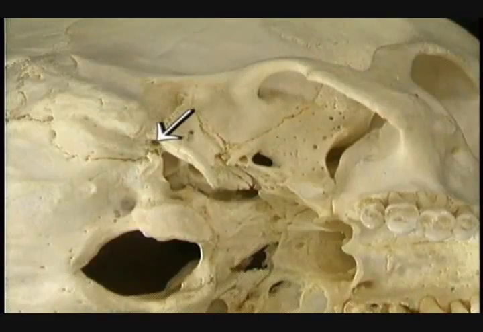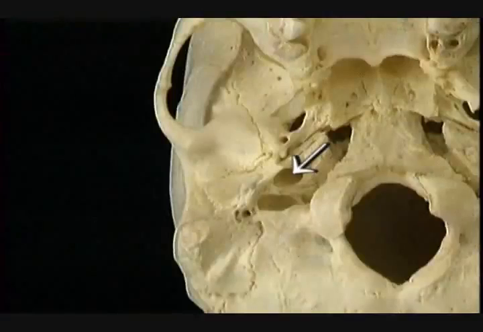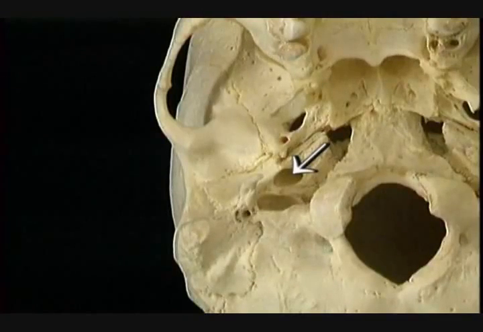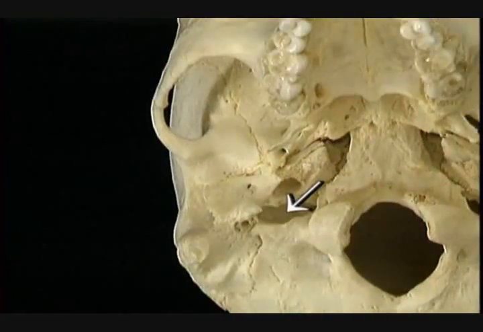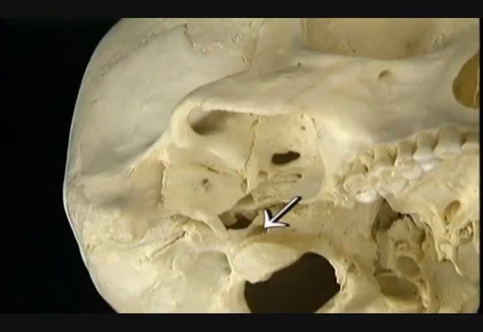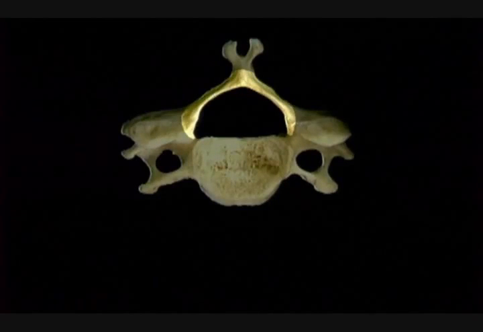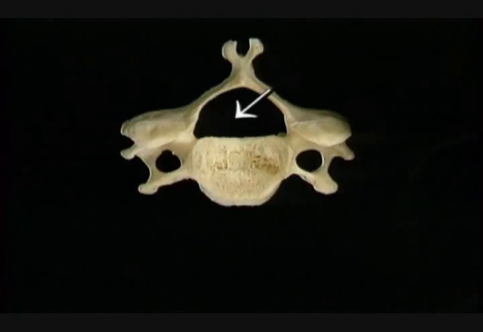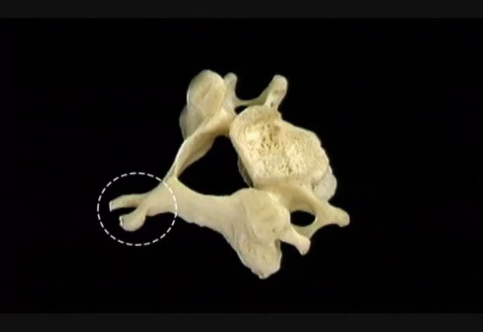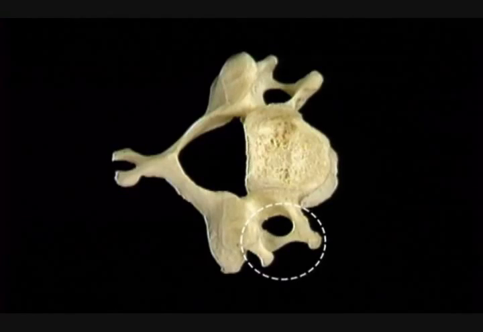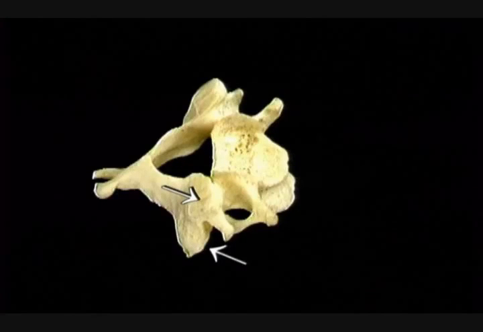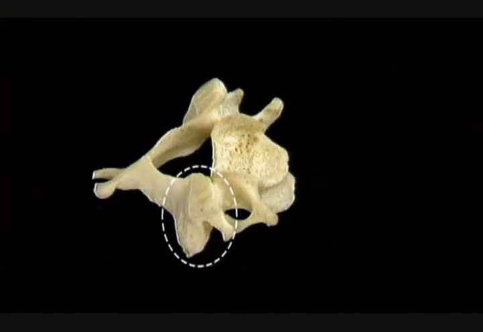The stylomastoid foramen, the carotid canal, the jugular foramen, and the hypoglossal canal. On a typical cervical vertebra, here's the body, the neural arch, the vertebral foramen, the spinous process, the transverse processes, the articular surfaces, and the articular pillar.